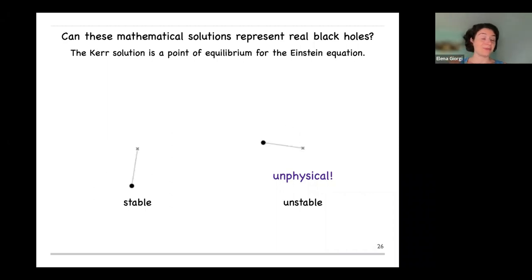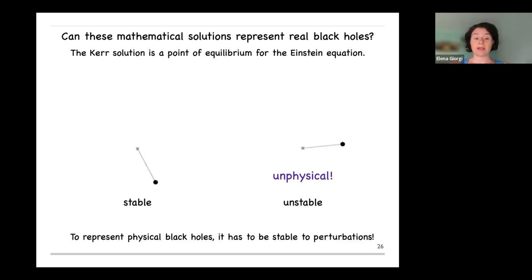What is unphysical is not that the equilibrium exists, which was understood from a mathematical point of view, but that it is unstable. If perturbed slightly, it completely changes its properties, and that is what is unphysical, what can never be observed in the real world. So in order to represent physical black holes, the Kerr solution has to be stable to perturbations.